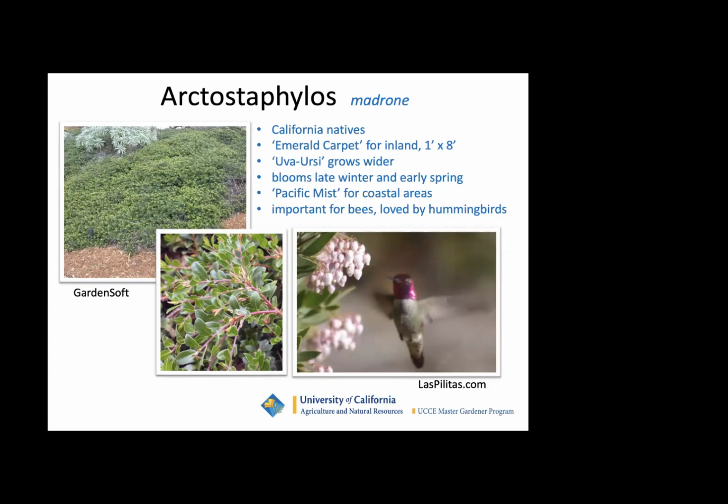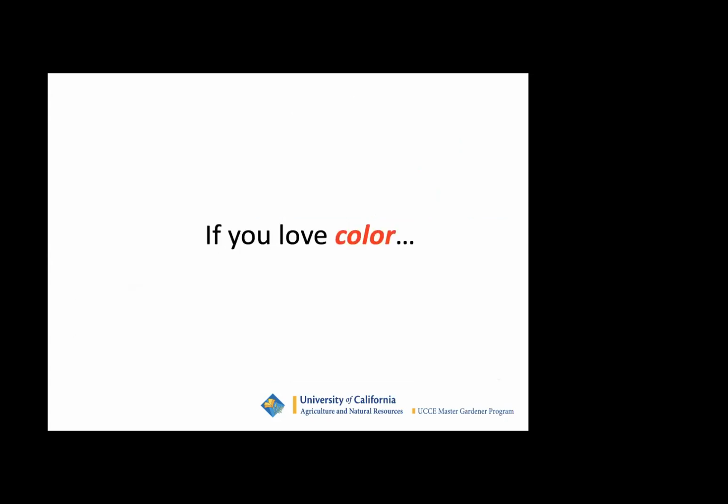There are choices for inland, there are choices for coastal. Pacific mist is a nice choice for coastal areas. Emerald carpet for inland. The bees absolutely love them. In fact, it's one of the first native plants that bees use at the end of winter when they're checking things out. Hummingbirds love them. So really, the manzanitas are just a gorgeous choice.